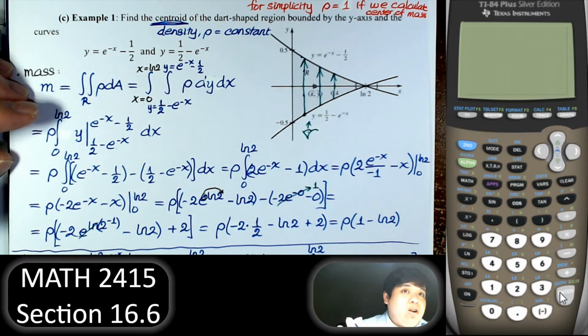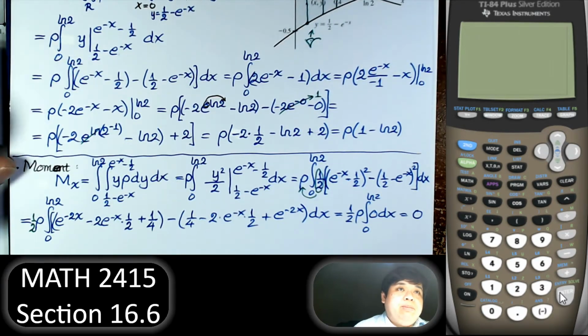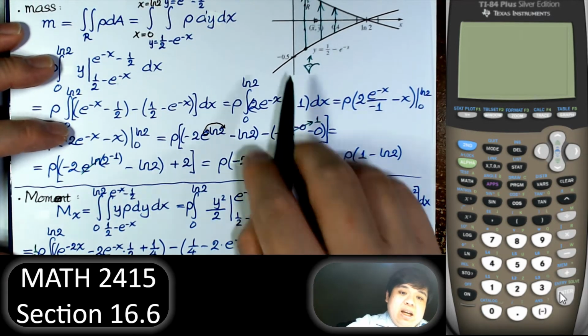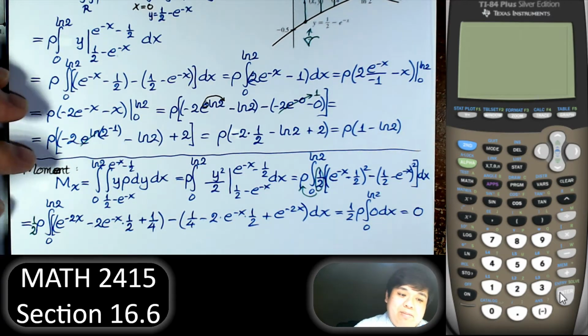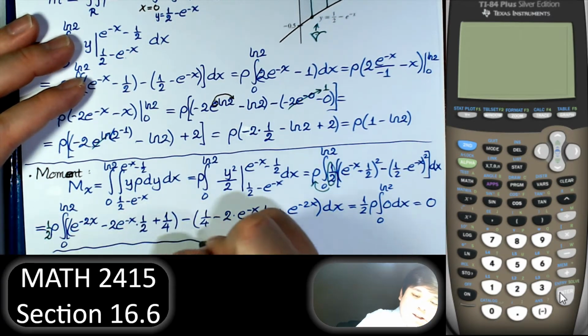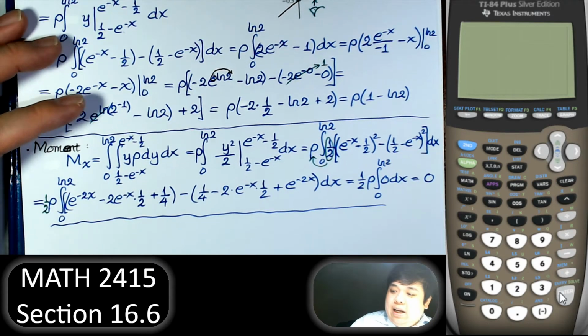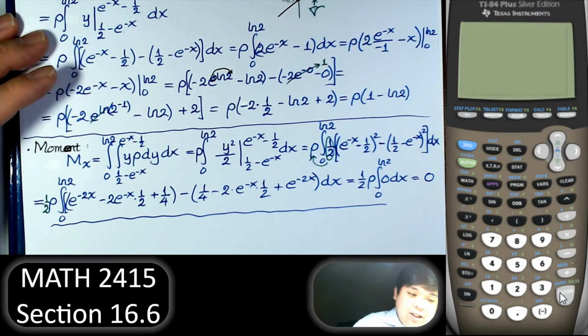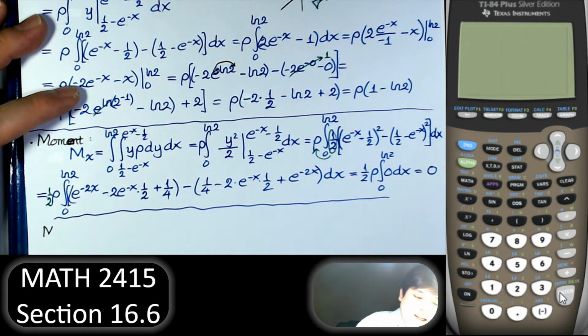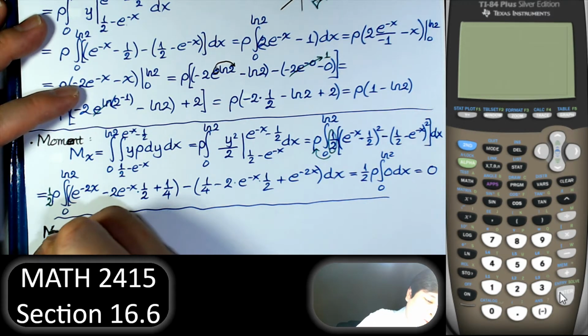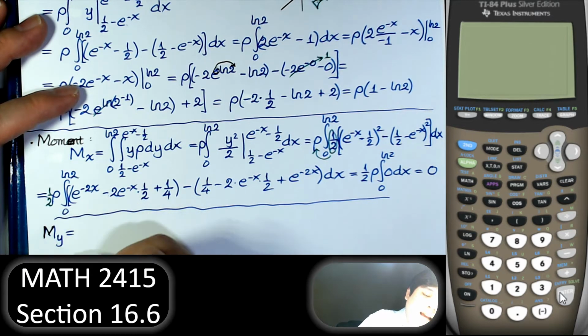If the density is not constant, we cannot use symmetry. But because this is symmetric about the x-axis, this is equal to 0. So it's not that bad. Now calculate the moment about the y-axis. Now this is bad.